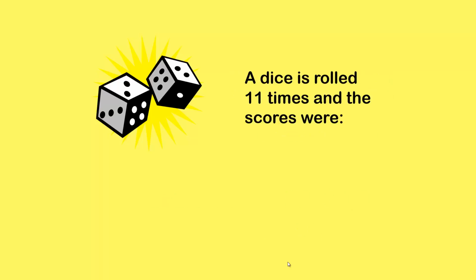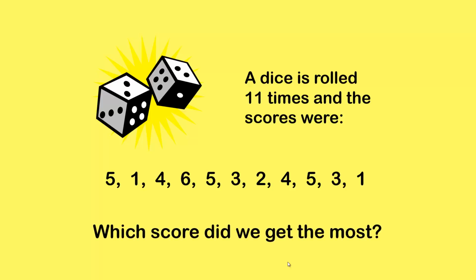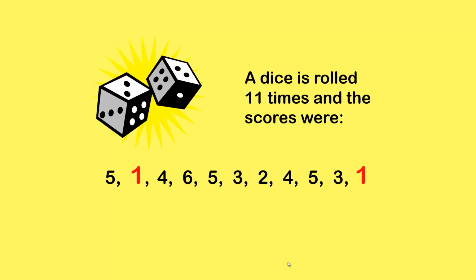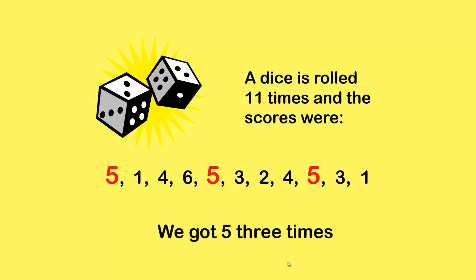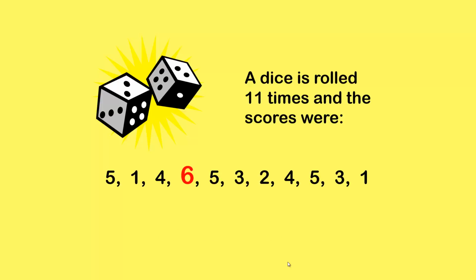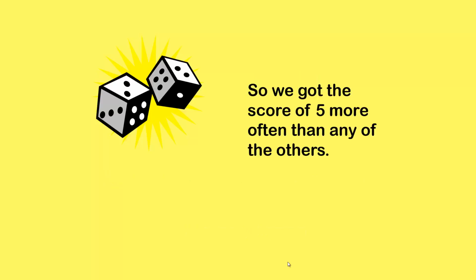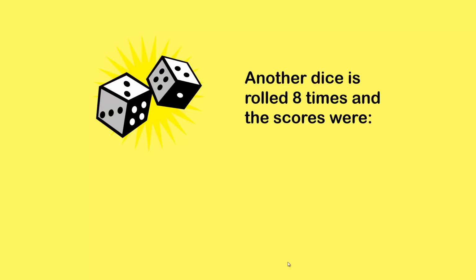Okay, let's have a look at a different average. And there we go, we rolled the dice 11 times. And we want to know which score we got the most often. So we got 2 ones, we got 2 twos, we got 2 threes, 4 we got twice, 5 we got 3 times, and 6 we got once. So 5 is the number that we got the most. We could say that's the most frequent, okay? And we say that 5 is the mode, and mode sounds a bit like most, as in most frequent. So the mode is the most frequent number.